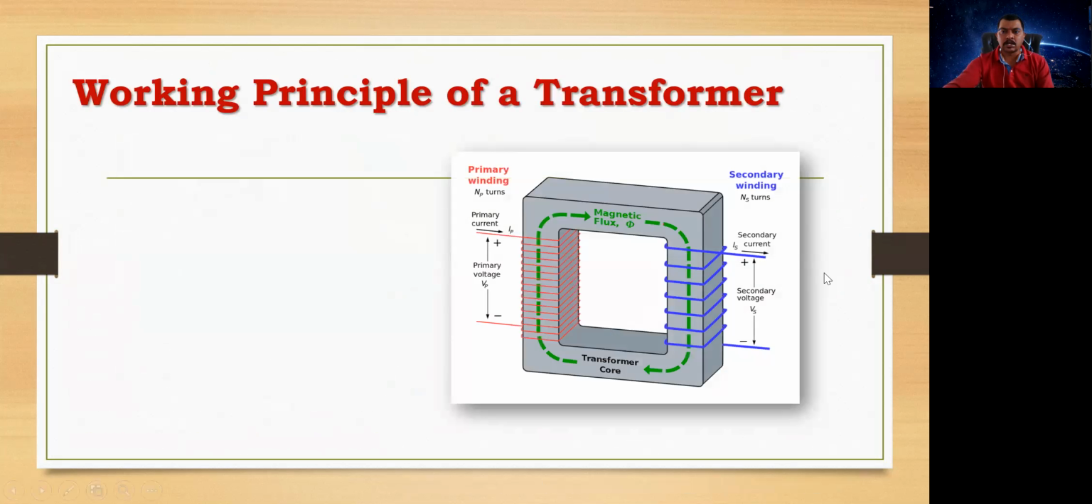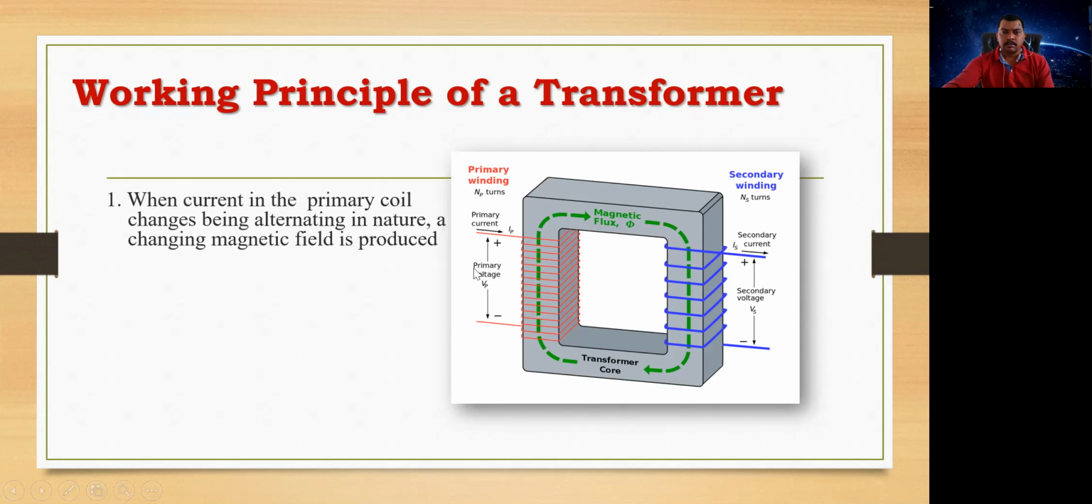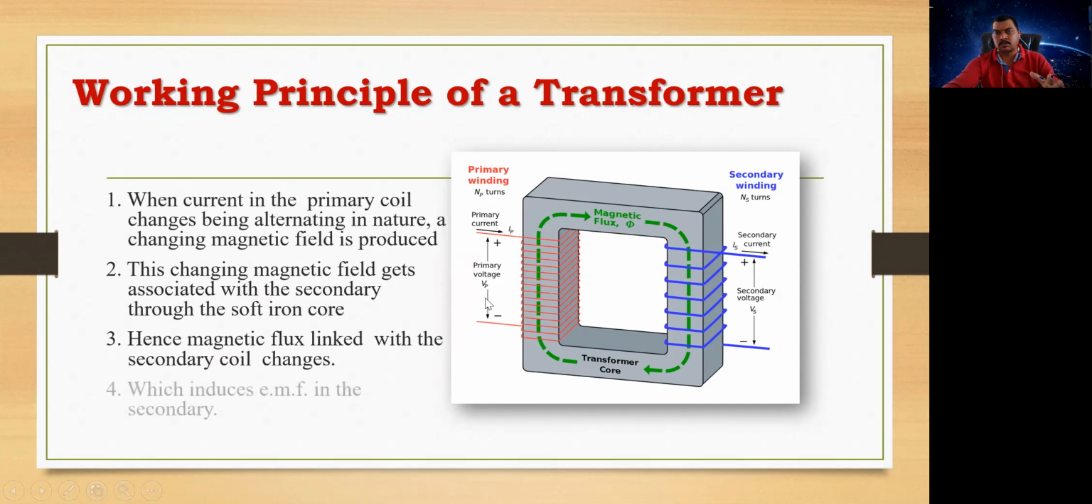Then this is how the primary and secondary coils are wound on the magnetic core, and the EMF is induced in the secondary. AC voltage is applied to the primary, and the output is taken across the secondary, right? So this is the basic concept of the transformer.